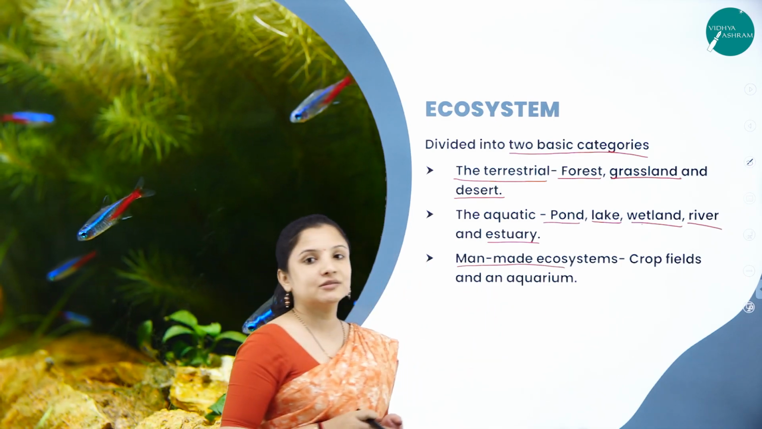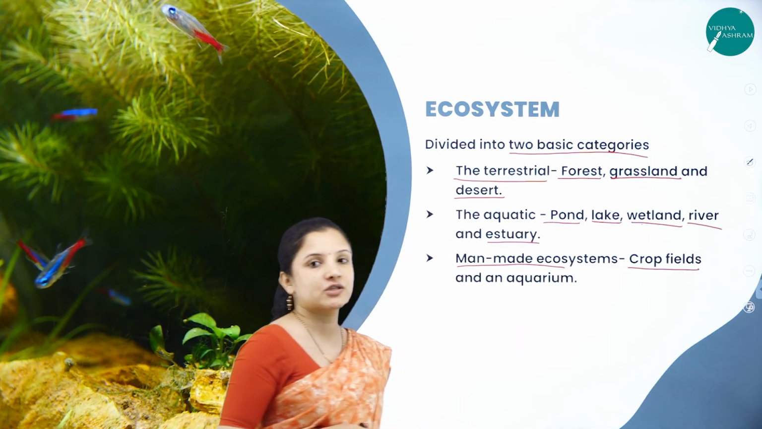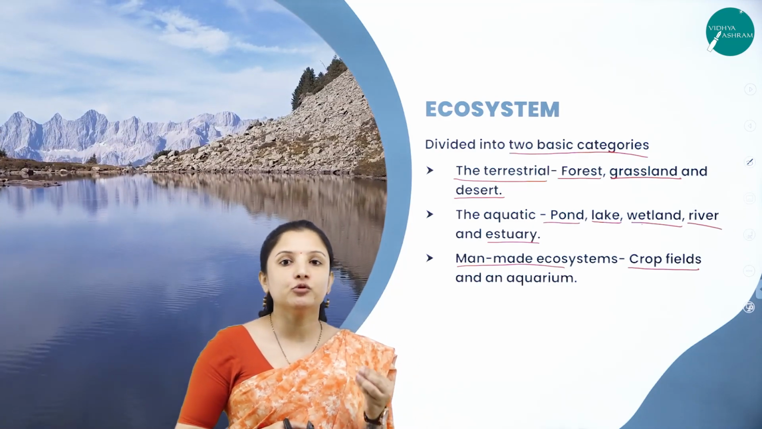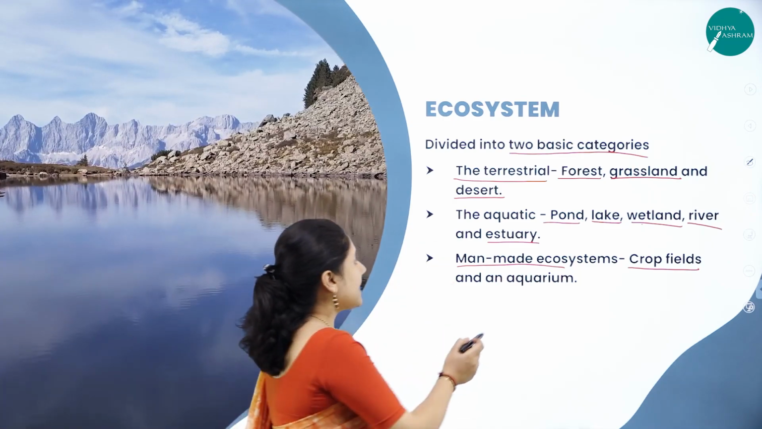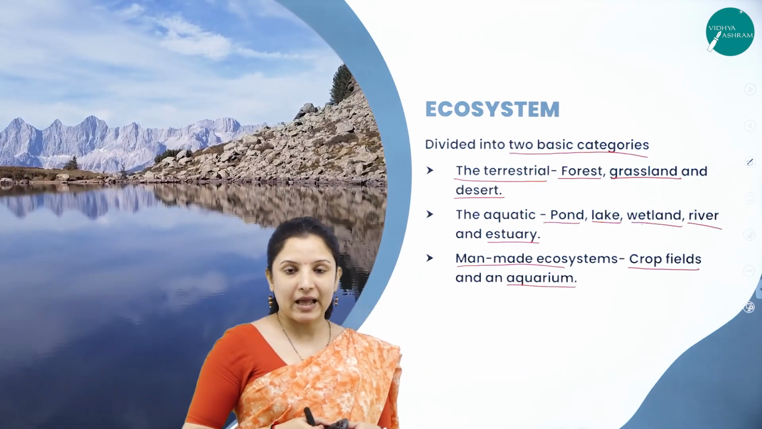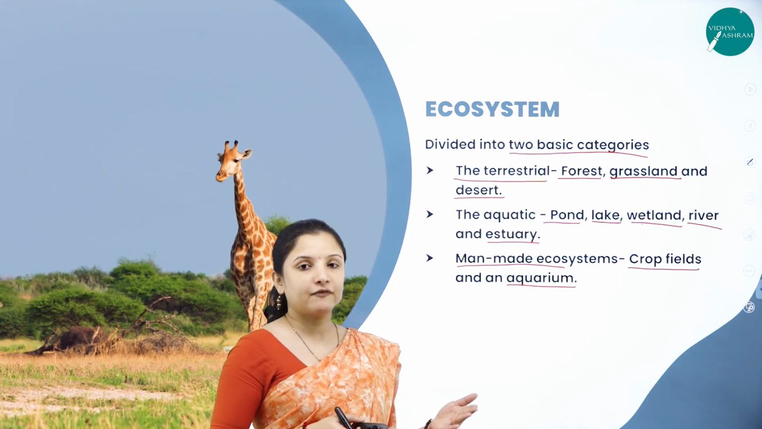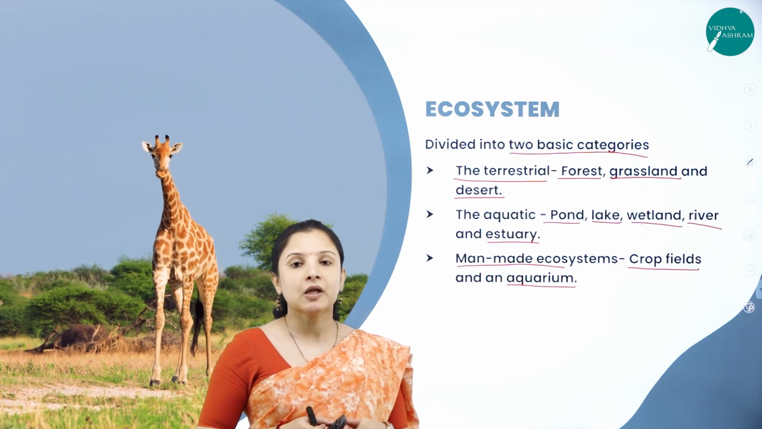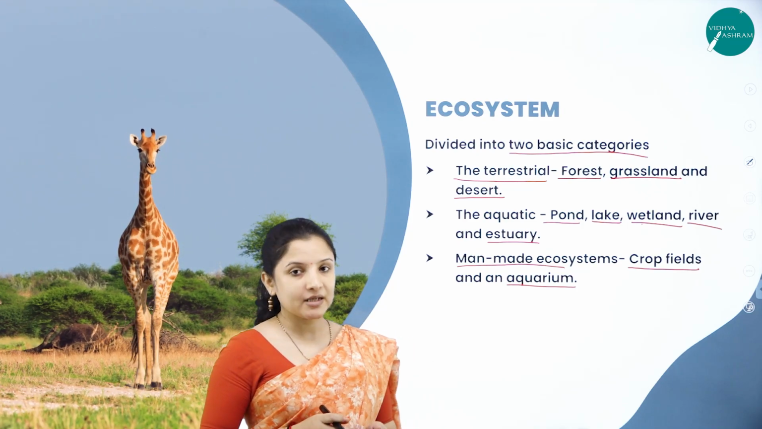The man-made ecosystems include crop fields. Crop field is one such terrestrial ecosystem which is man-made because it is created by cultivation of crops by a human being. Therefore crop field is a man-made terrestrial ecosystem. And an aquarium, that we have at home with beautiful plants and fishes in it, is artificially made by man. Therefore, because it has water, it comes under the aquatic ecosystem, and because it is made by man, it comes under the artificial man-made aquatic ecosystem.